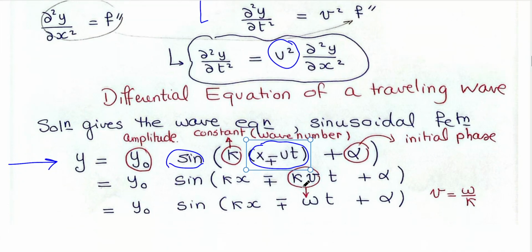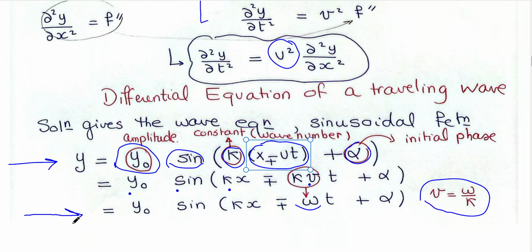But to be a general form, I will multiply by an amplitude, and I will multiply this bracket with a constant named wave number, and I will add initial phase. This is to generalize the equation. So y naught sine kx minus or plus kvt plus alpha. But we know that kv, anything multiplied with t, is the omega. The coefficient of t is always omega. So omega equals kv. From here, v equals omega over k. This is the general wave equation.